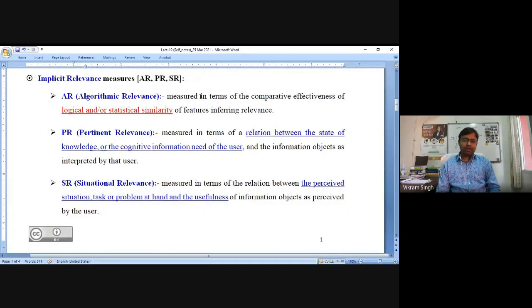So the broad thing you can say is, the implicit relevance measures are the relevance measures which are often computed based on some sort of inputs, some pre-computed values, either on the document set or on the user query. So you can say it is the most fundamental way of computing the relevance for the ranking component, right?